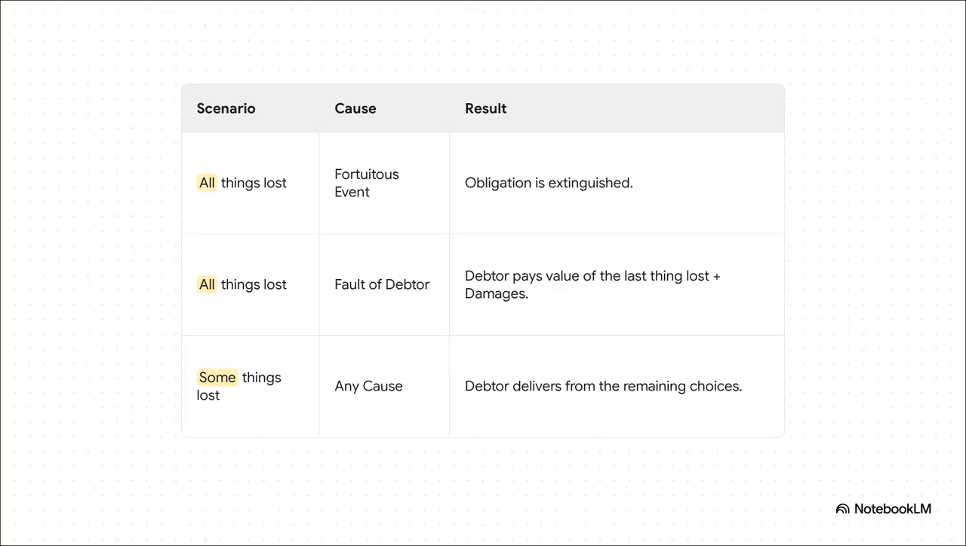Okay, let's break this table down. This is for alternative obligations where the debtor gets to choose. First row, if all the options are lost because of a fortuitous event, like a massive flood destroys everything, the obligation is just extinguished. It's nobody's fault.